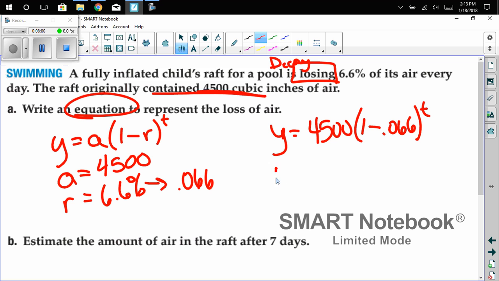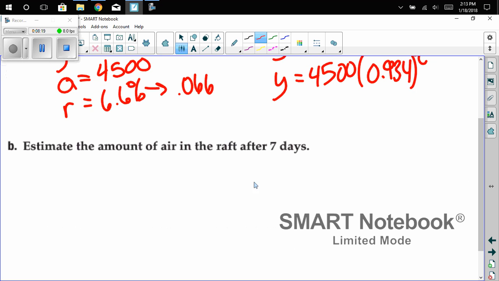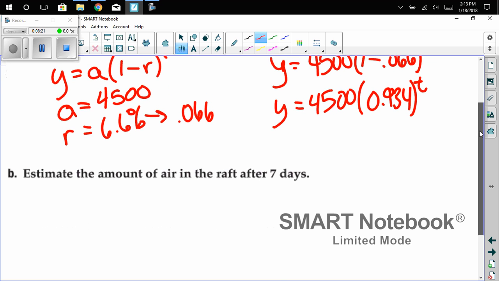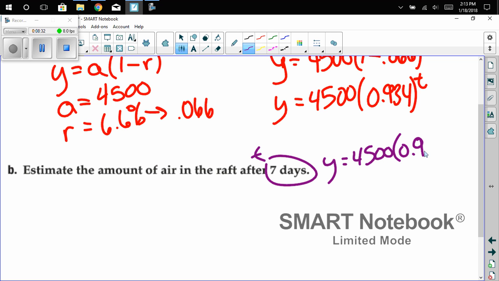So when we simplify this, we get y equals 4,500 times 0.934 to the t. Now we go down here. It says, how much air would be in the raft after 7 days? So we're just going to use 7 as t. So it's y equals 4,500 times 0.934 to the 7. Again, you can just put that in your calculator.